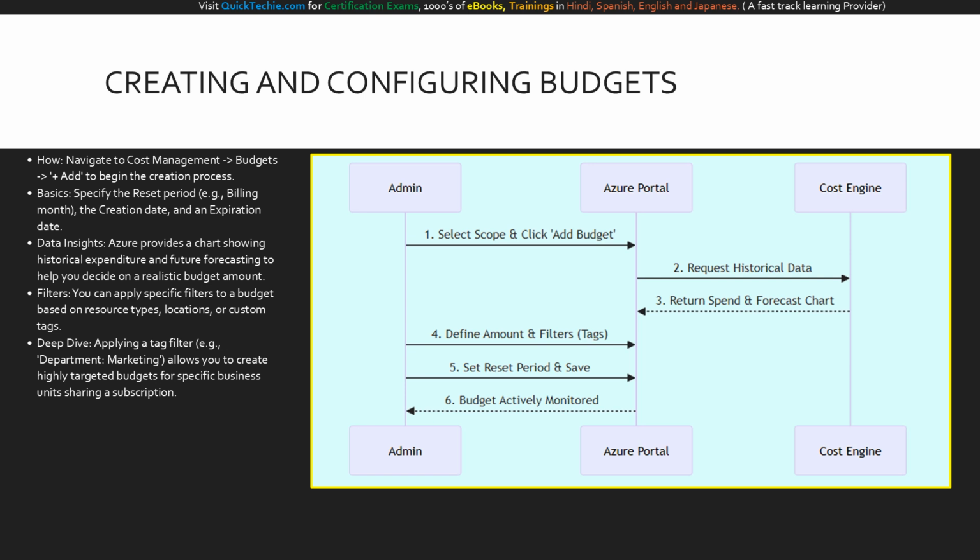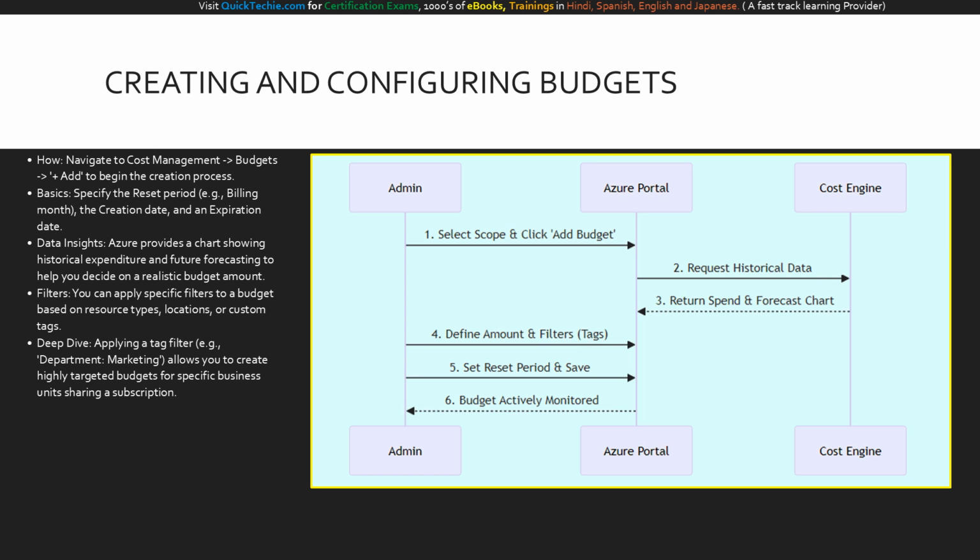Furthermore, you can apply filters based on locations or resource types. For a deep dive strategy, consider using tag-based filters. If marketing and HR share a single subscription, you can create a budget that strictly filters for the tag department, marketing, allowing you to isolate and monitor their exact spend independent of HR.